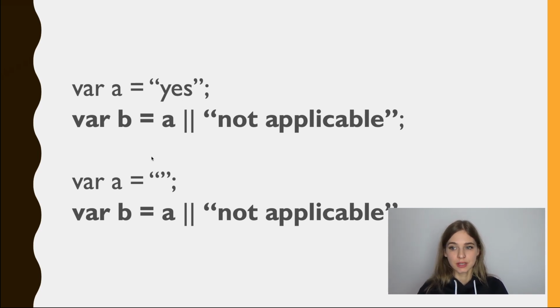But if this was an empty string, as in the second example here where variable A is an empty string, then with the OR operator it would say, oh, this evaluates to false, let's check if the other value is true. And it would go on and put not applicable instead.